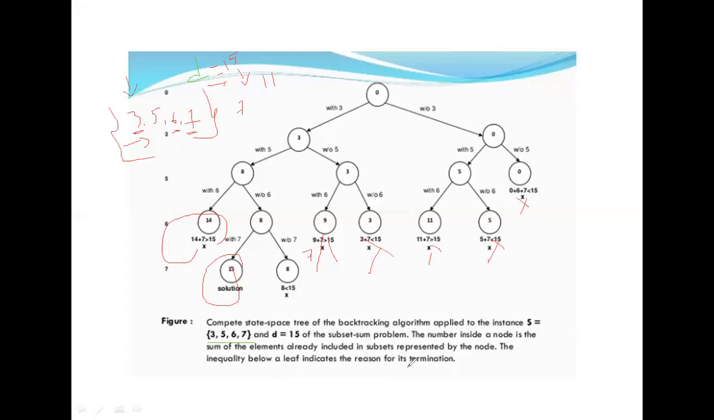Here the number inside any node is the sum of elements already included in the subset represented by the node. I already told you: 3 plus 5 is 8, 8 plus 6 is 14, 8 plus 7 is 15. The inequality below a leaf node indicates the reason for its termination. So how did I terminate? Here greater than 15, here less than 15, here greater than 15, here less than 15. That's why I terminate the leaf nodes there.